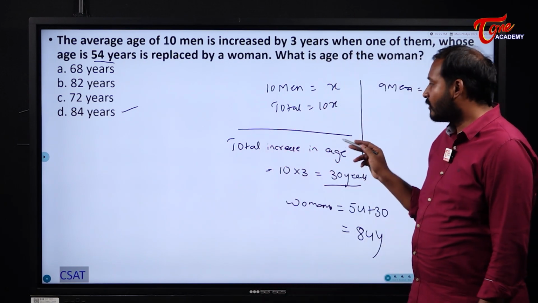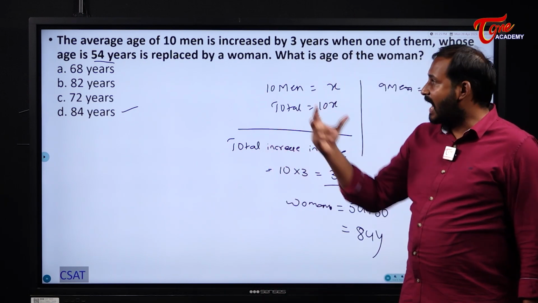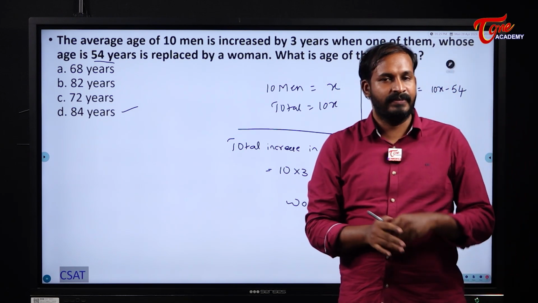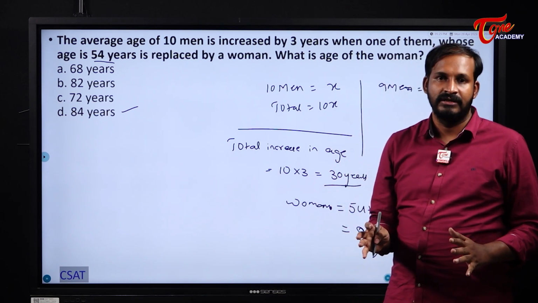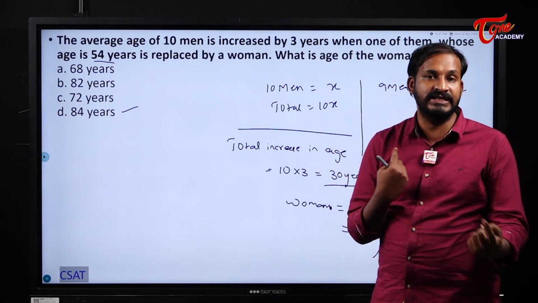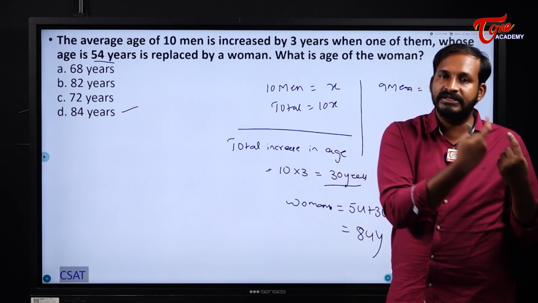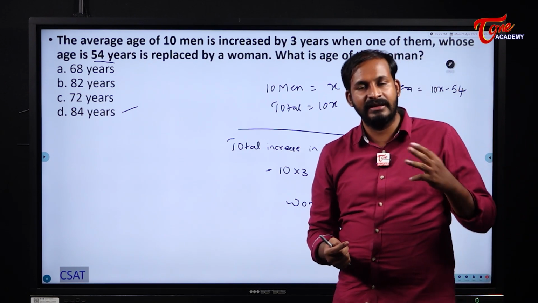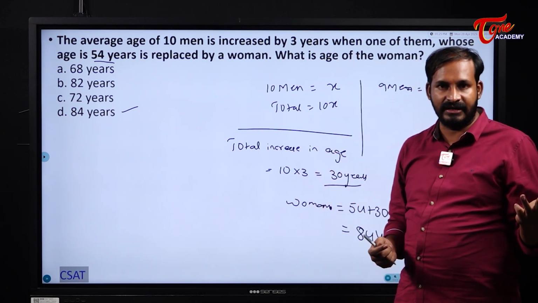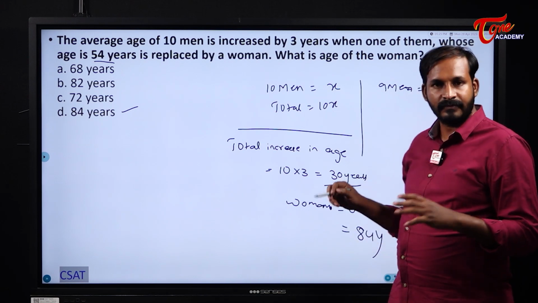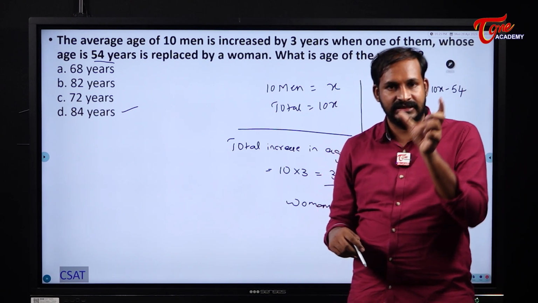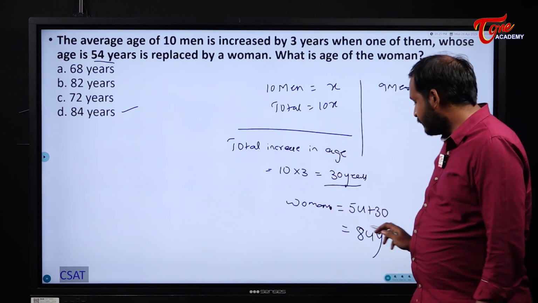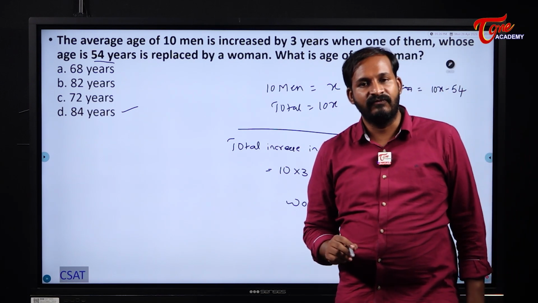See here, students, because of the addition of the woman, the average was increased by 3, and the number of persons remains the same. Previously it was 10, now also it is 10, because it is a case of replacement. One person left the group and one person was added, so the total number of persons remains the same. The average increased by 3 means the total age increased by 10 into 3, 30. This additional 30 years came from the addition of that woman. So the woman's age will become 54 plus 30, which is 84 years.